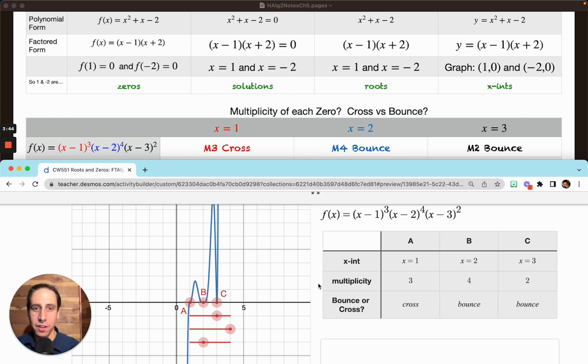And so what you can see here is one idea that we want to look at: how do the multiplicities influence whether or not it crosses the x-axis, like you can see right here.